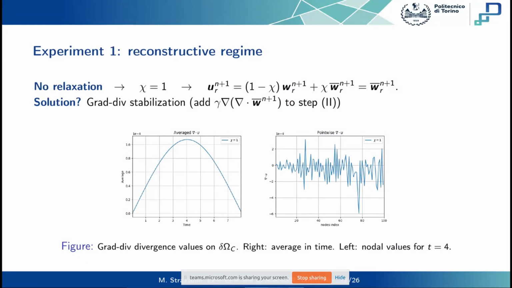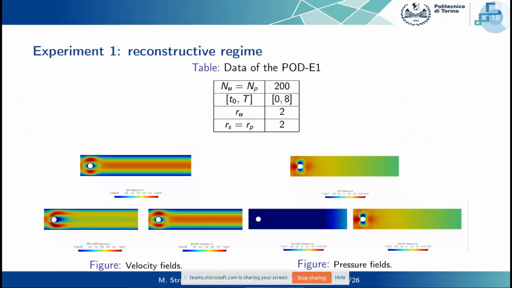I want to stress that we are not applying grad-div stabilization also at the online level, because the modes have this order of divergence if you build your problem with snapshots of this kind. So actually we are not applying, once again, the grad-div stabilization. Great. So these are the data for the POD reconstruction.